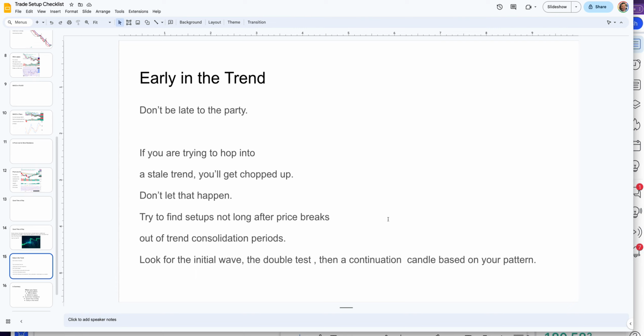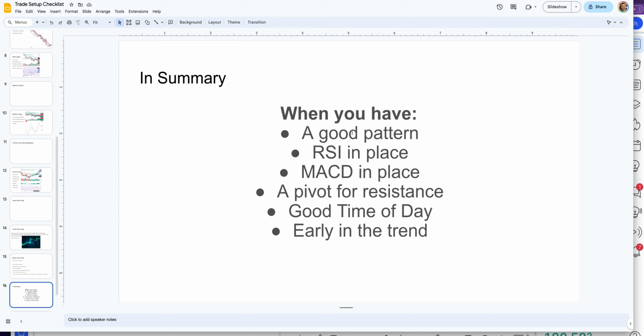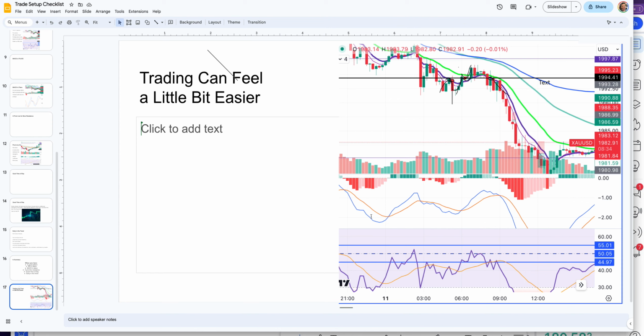Okay, in conclusion, in summary, when you have a good pattern, your RSI is in the right place, your MACD is in the right place, you have a pivot for extra resistance or support as the case may be in your trade, you're trading a good time of day, and you're fairly early in the trend, then trading can feel a little bit easier to do. So just keep all this in mind. Have your checklist out when you're looking at setups and thinking about getting in, and just go through the checklist real quick. It'll take you 1 or 2 seconds per item, 5-10 seconds to qualify all the items, and if they're all in place, then take it away. Good trading.